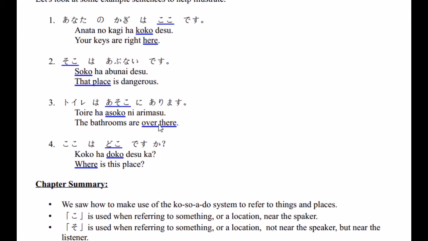So again, when we want to say over there, we pair a with ko, but we have to say asoko, not ako. Number 4, ここはどこですか? Where is this place? So again, remember we use do to ask a question, and ko marks a place. So where? Where is this place?